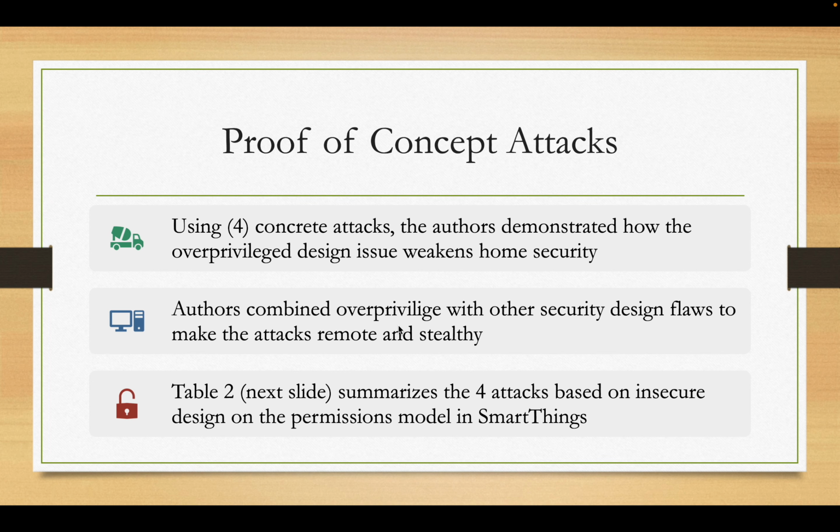Then you have proof of concept attacks. Using four concrete attacks, the authors demonstrated how the overprivileged design issue weakens home security. The authors combined overprivilege with other security design flaws to make the attacks remote and stealthy. The next slide, Table 2, summarizes four types of attacks based on insecure design of the permissions model in SmartThings.